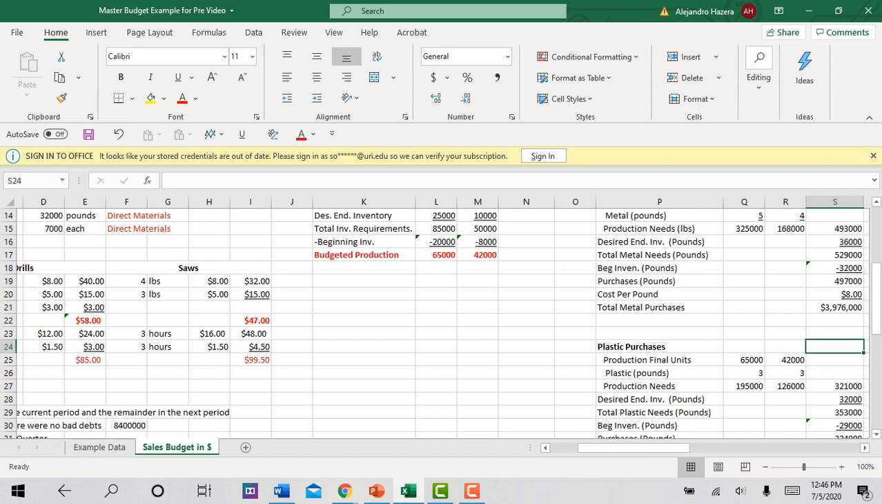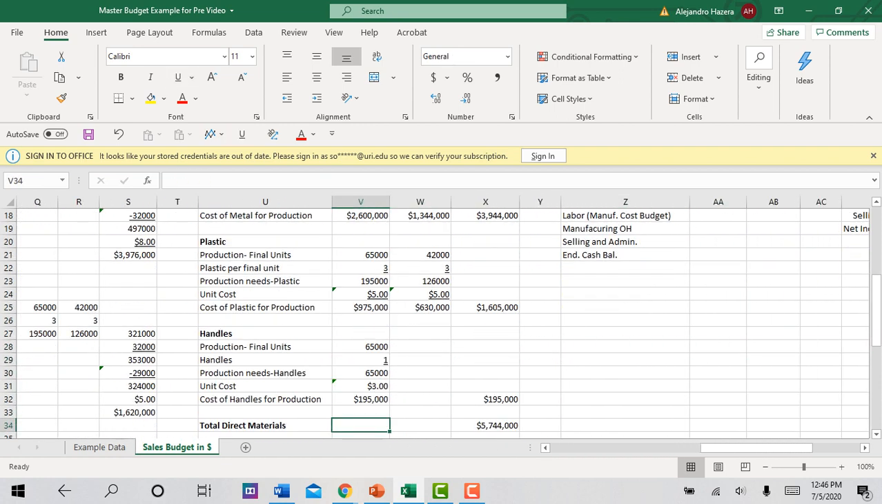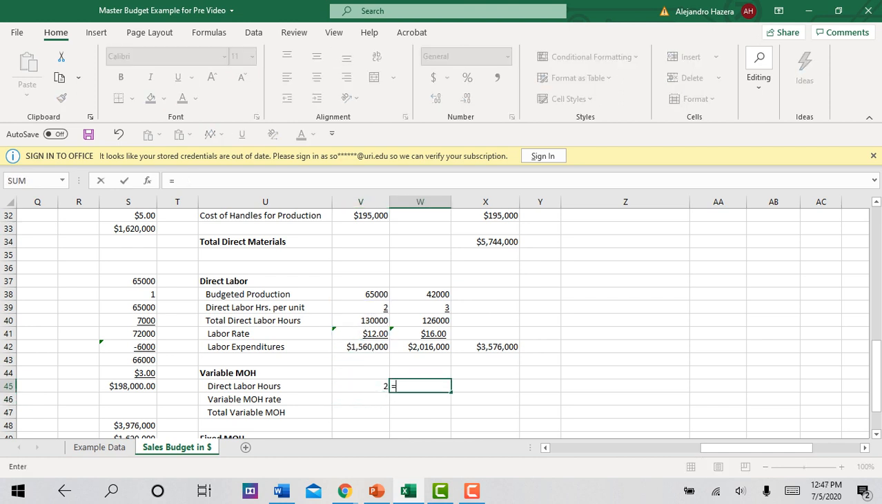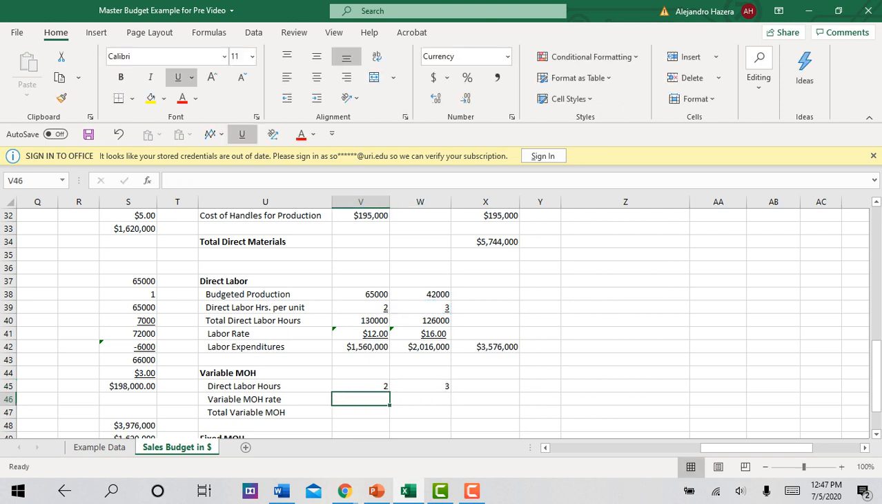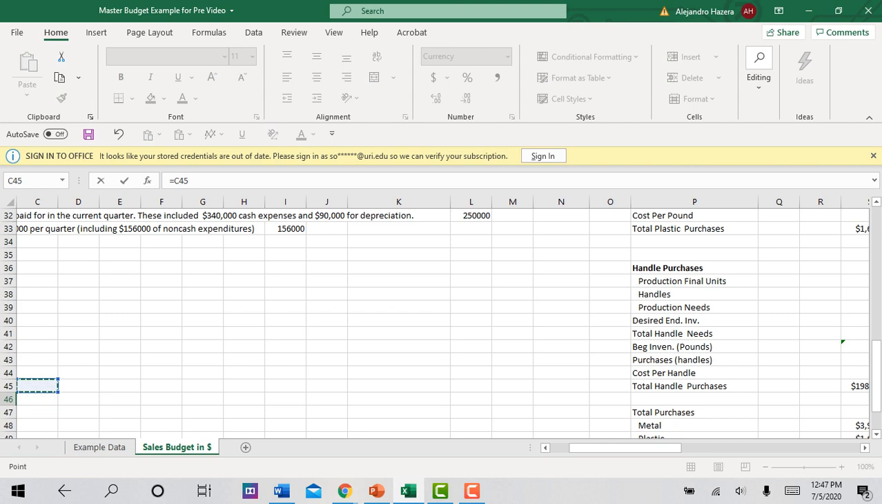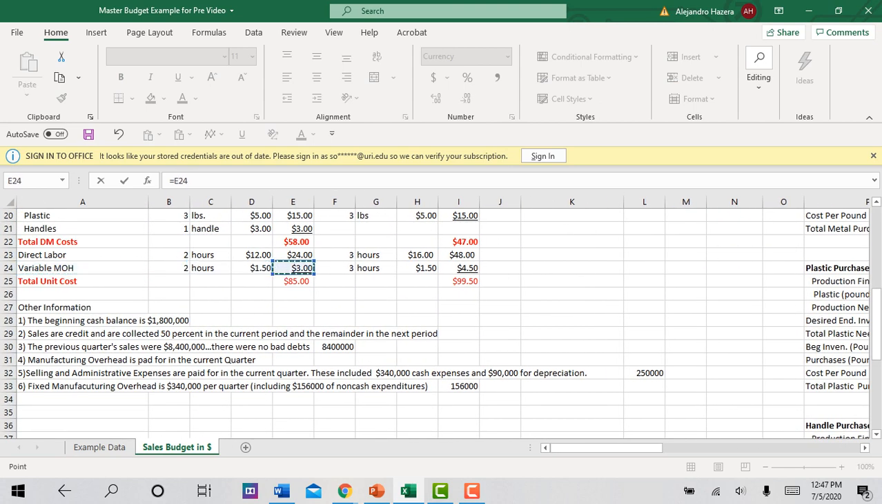Okay, so to estimate the variable manufacturing overhead that we apply for each product, all we're going to do is take the number of labor hours. That's the amount we're going to transfer from the manufacturing overhead account into work in process. We're going to multiply that times our variable overhead rate, which I think is $1.50. So the variable overhead rate for both drills and saws is $1.50.